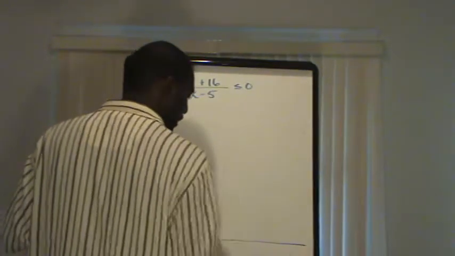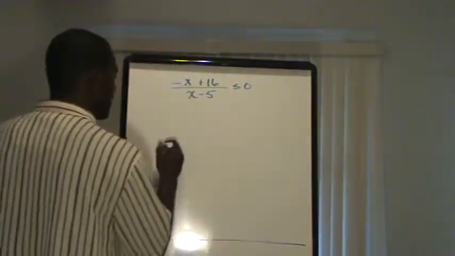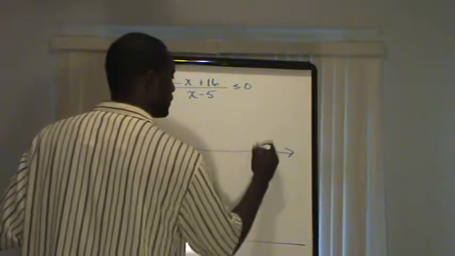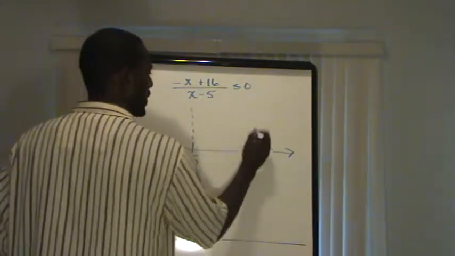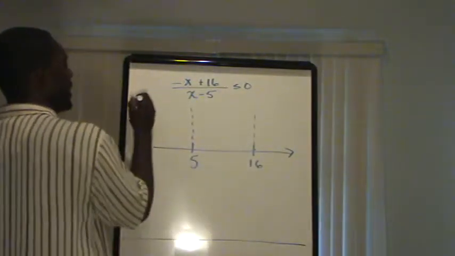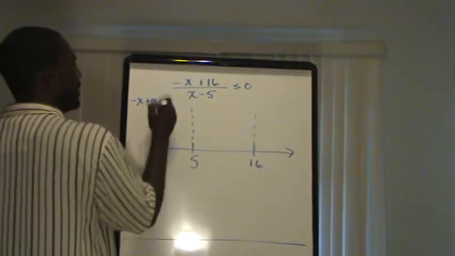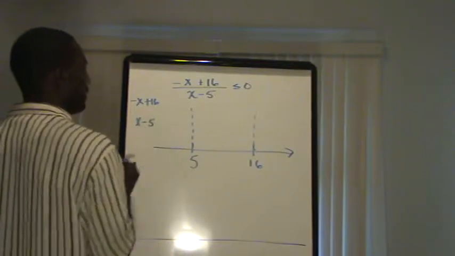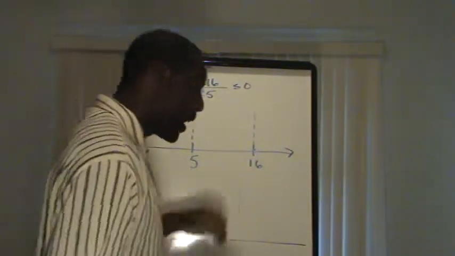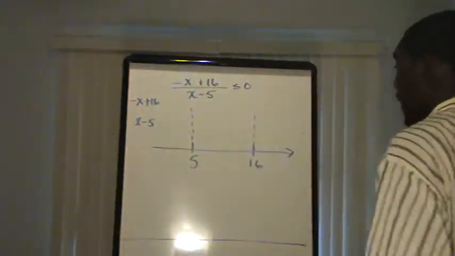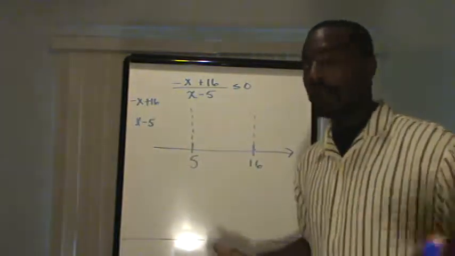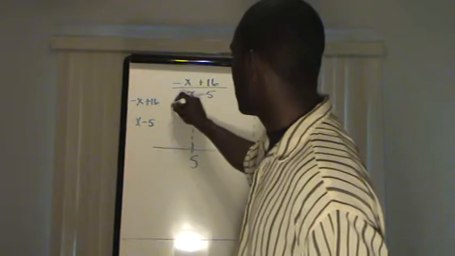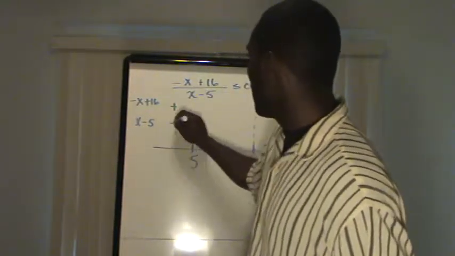So we get ready to put them on the number line. We partition our number line: 5 and 16, dotted lines. My two factors are negative x plus 16 and x minus 5. So if I try a point to the left of 5, like 0, 0 plus 16 is positive. 0 minus 5 is negative.